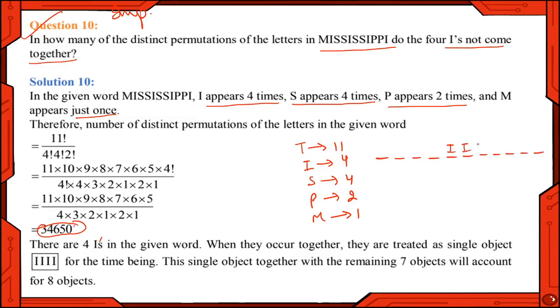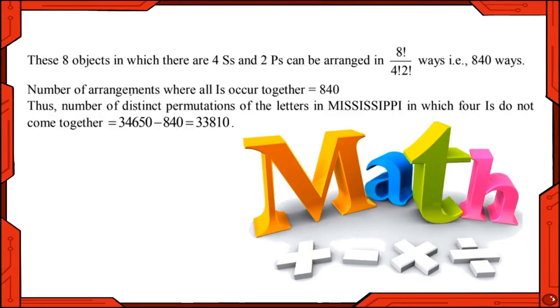Now let's say here are the 4 I's. We are considering these 4 I's as one object. So how many total objects do we have? 1, 2, 3, 4, 5, 6, 7, 8. Because all those 4 I's have to come together. We are talking about this first of all, right? So there are total 8 objects. These 8 objects, in which S is coming 4 times and P is coming 2 times, can be arranged in factorial 8 upon factorial 4 into factorial 2. It means 840 ways. So in 840 words, all 4 I's will come together.